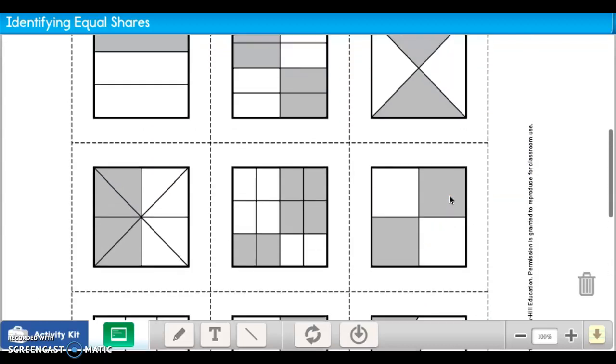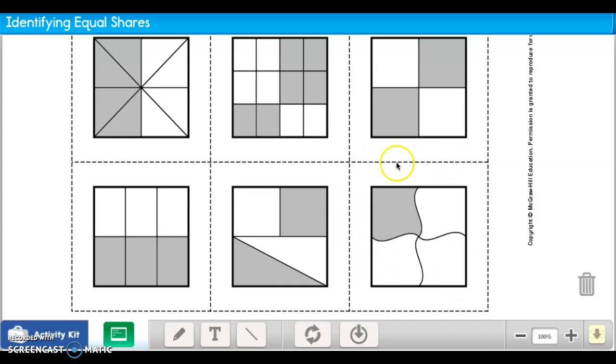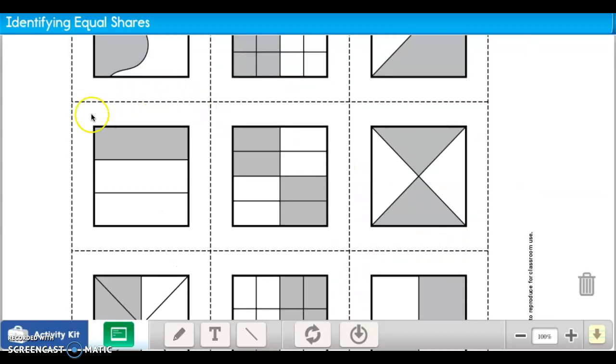So out of all these pieces, there were only 2 that were not equal. This one and this one.